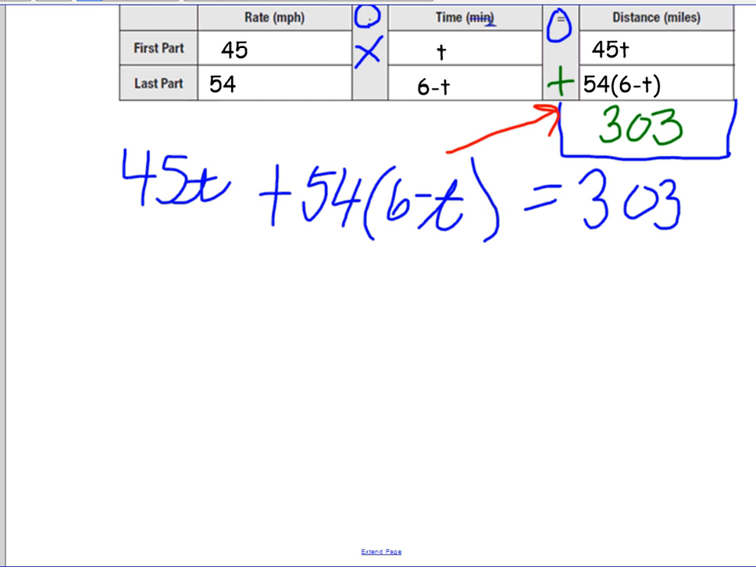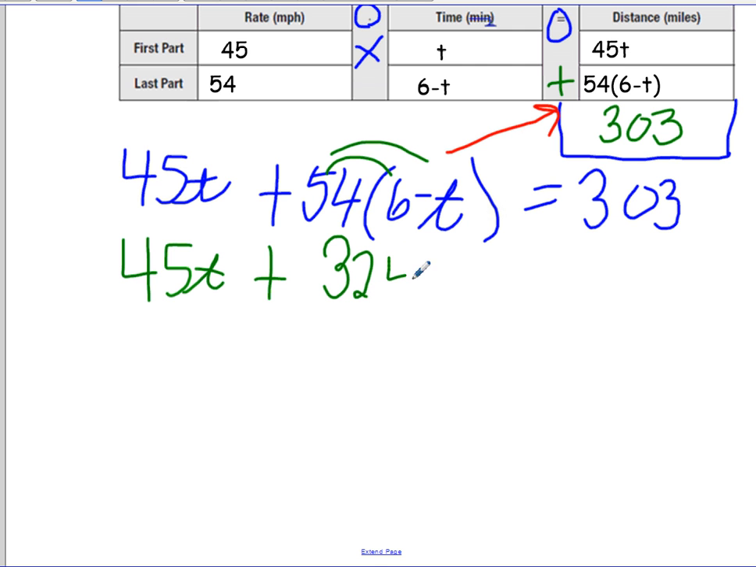So now we can distribute and get rid of our parentheses. So we're going to have 45t dropping down plus, and then 54 times 6 will give us 324. And 54 times a minus t, or a negative 1t, will give us minus 54t. And that equals 303.